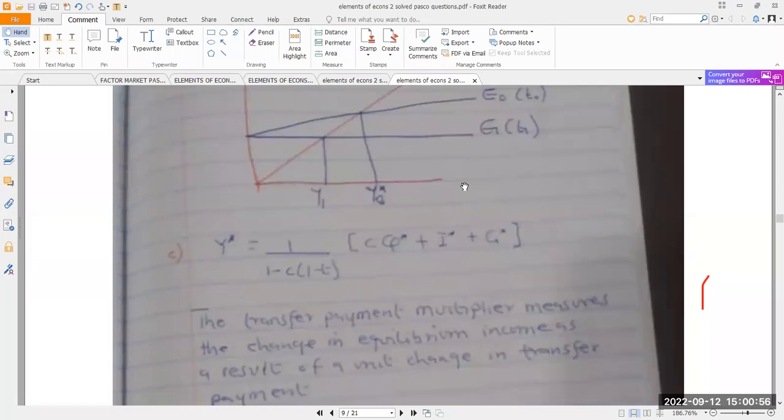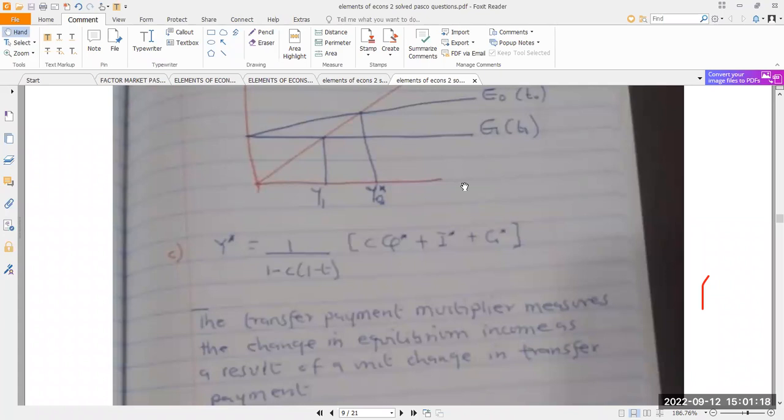So if the government increases its transfer payment by 1 unit, what is going to be the effect on equilibrium income? That is the transfer payment multiplier. When you go to government spending multiplier, it measures the change in equilibrium income resulting from a unit change in government spending. So if the government has to inject something like 1,000 Ghana cedis into the system, what is going to be the effect on equilibrium income?